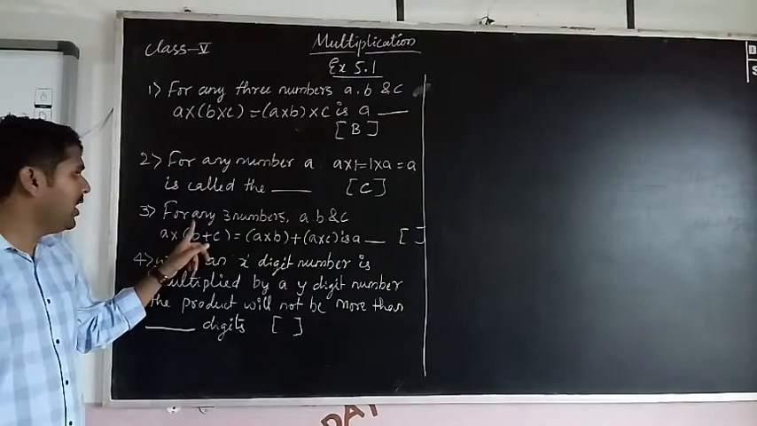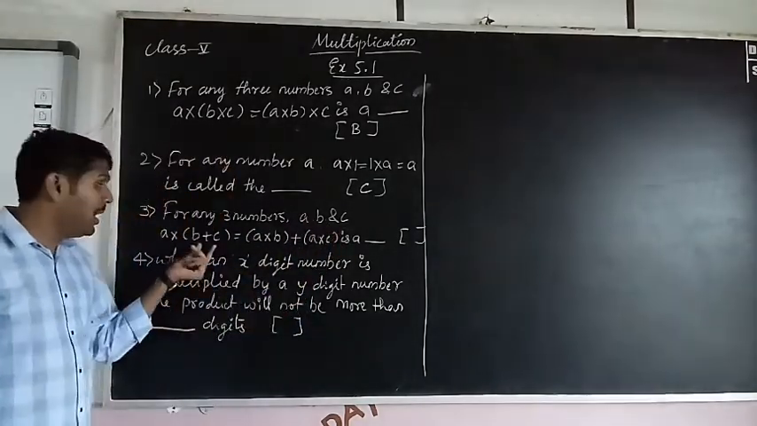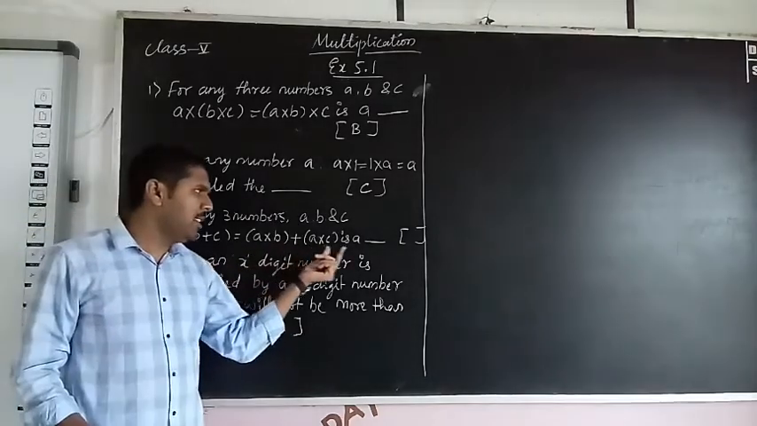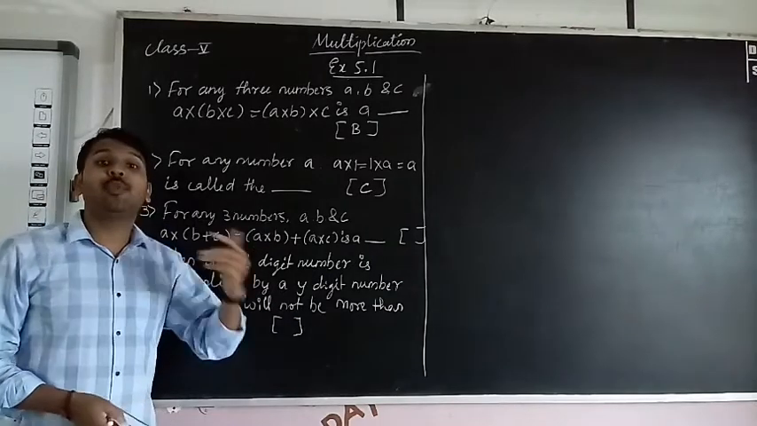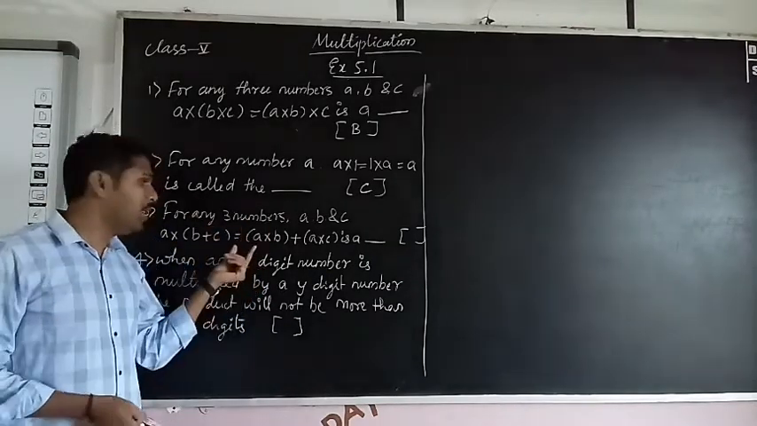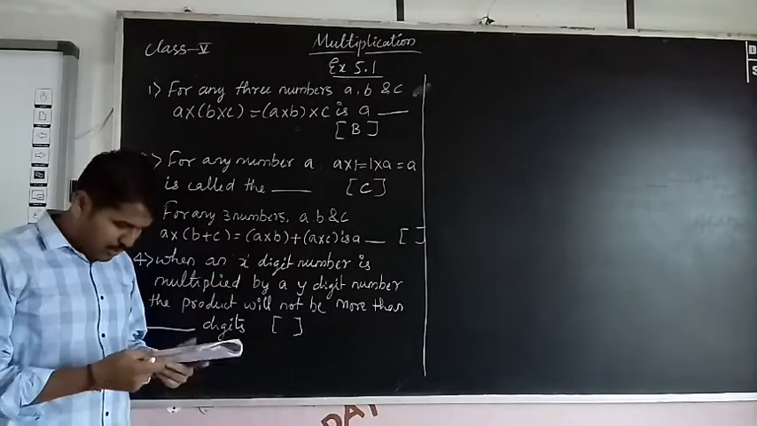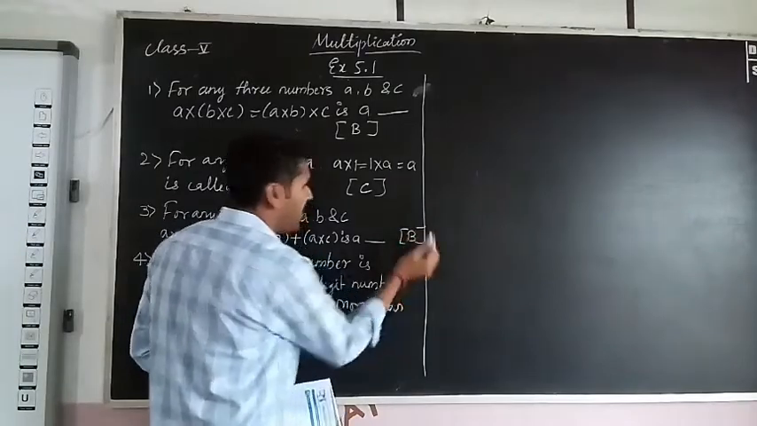Next, for any 3 numbers a, b and c, a into (b plus c) equals a into b plus a into c is a dash. This is the property we call the distributive property. In higher classes we will get to know more about this distributive property. So this is the distributive property. So what is the option? Option B.